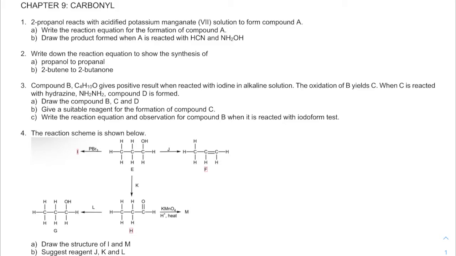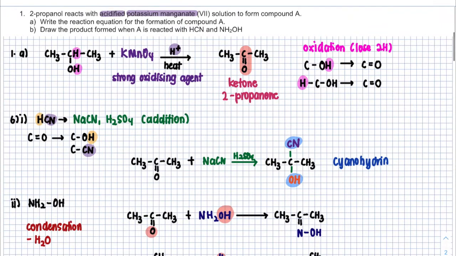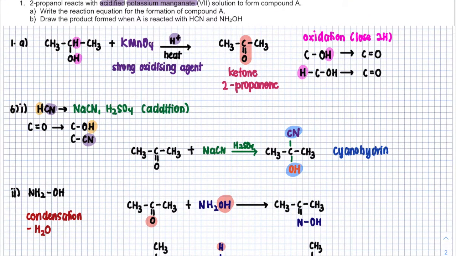Okay, in this video what we're going to do is discuss the solution for the exercises itself. So let's look at question number 1. For question number 1, it mentioned that 2-propanol reacts with acidified potassium manganate to form compound A. First, write the reaction equation for the formation of compound A.